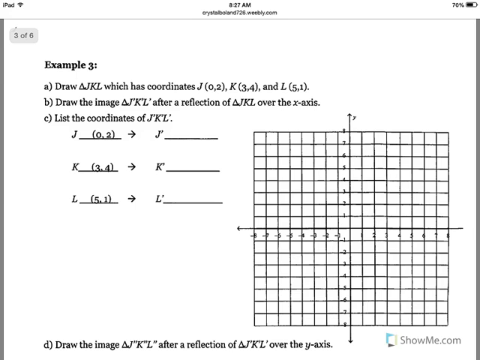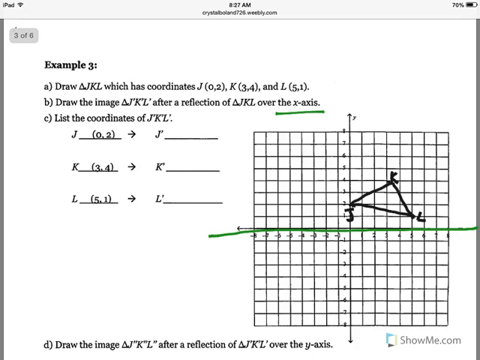In example 3, it says draw triangle JKL, which has coordinates J(0,2), K(3,4), L(5,1). You're going to draw the image triangle J'K'L' after a reflection of triangle JKL over the x-axis, and list the coordinates for J'K'L'. So we're going to plot the coordinates of JKL first, and then reflect JKL over the x-axis. So we are going to draw a line through the x-axis.